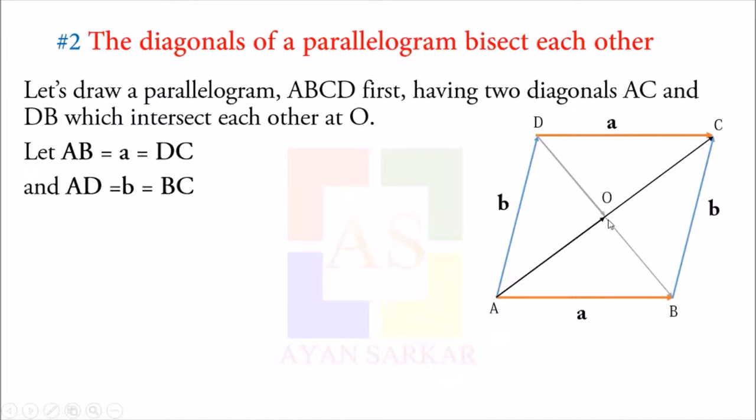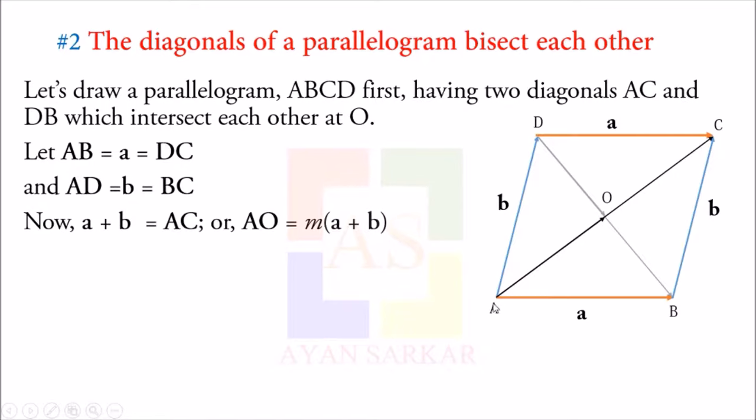Now, as I have mentioned, we have assumed that AB is equal to small a vector, equal to DC vector, and AD is equal to small b vector, equal to BC. Now, from the law of triangle, for finding the resultant of vectors, let's see what we can find.